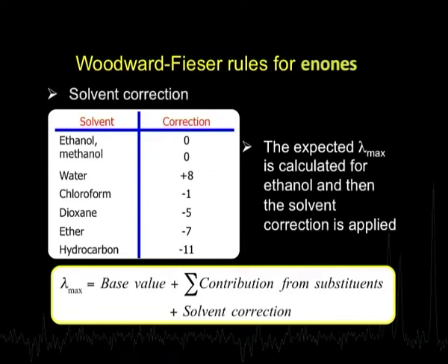So as per Woodward-Fieser rules for enones, the lambda max for a given molecule, a given compound, will be made up of three components. First, the base value of the chromophore, that is, whether it is an acyclic enone or whatever. Then we will have the contribution of all the substituents. So we will see what the substitution is, what the location is, add the contribution accordingly, and then we apply the solvent correction. So these three components constitute the predicted or calculated value for lambda max for a given molecule.